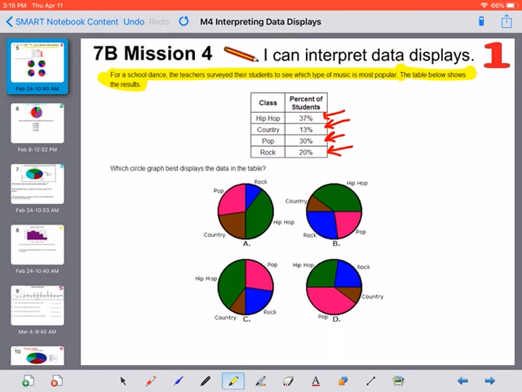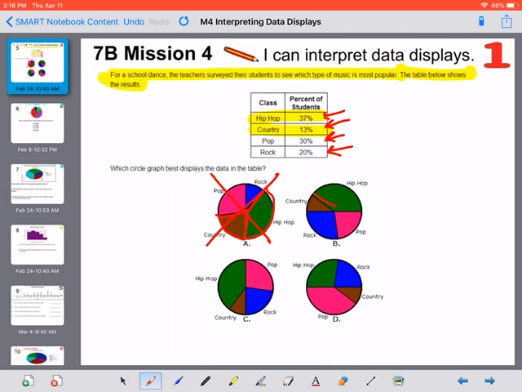So we know our largest slice of the pie should be hip hop, and our smallest slice should be country. Those two pieces of information should help narrow it down. This first one has our biggest slice, and the biggest slice right here is hip hop. That's good. Is country our smallest slice? Rock is our smallest slice there, so that one can't be right.